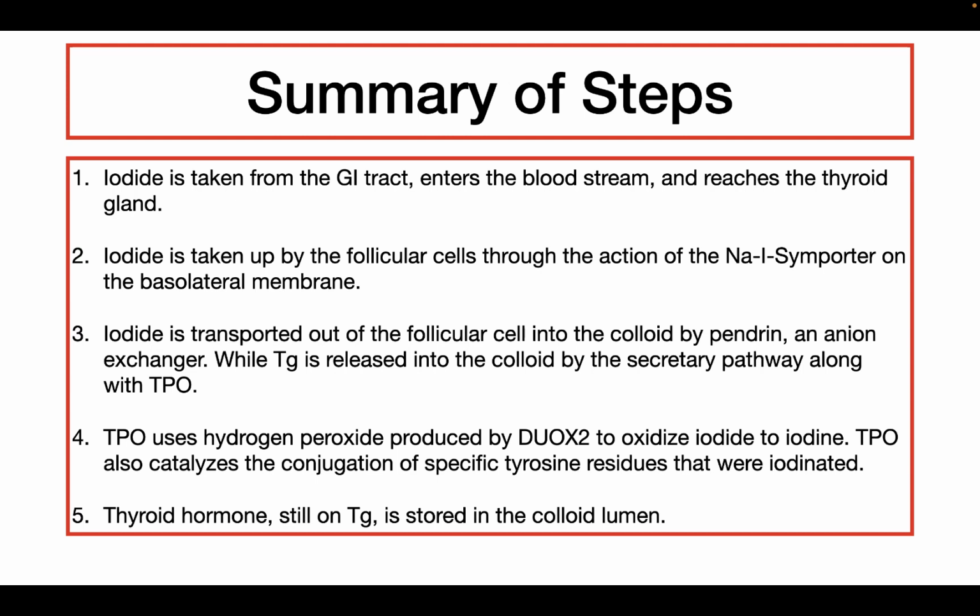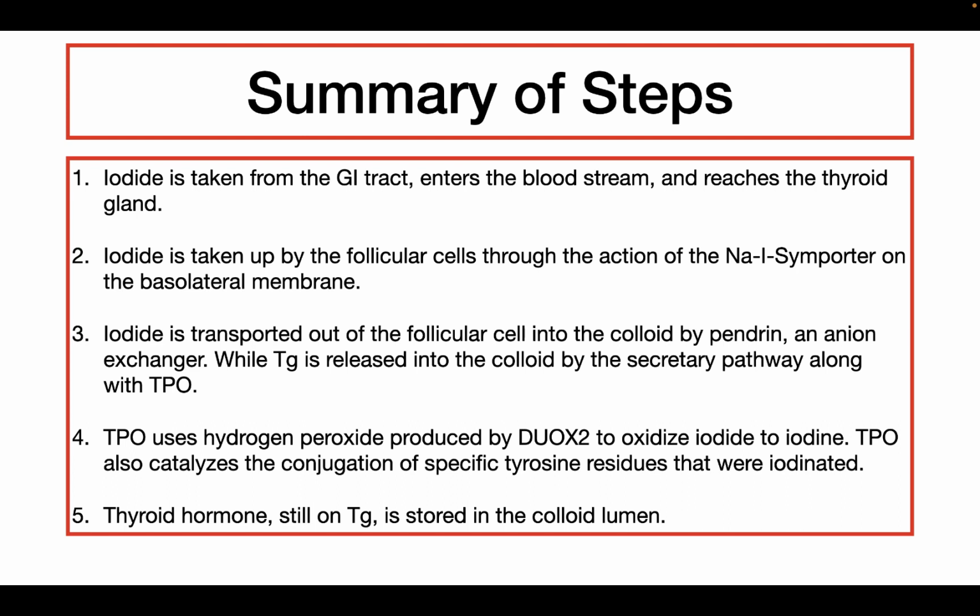So as a review, iodide is taken from the GI tract, enters the bloodstream, and reaches the thyroid gland. Iodide is taken up by the follicular cells through the action of the sodium iodide symporter on the basolateral membrane. Iodide is transported out of the follicular cell into the colloid by pendrin, an anion exchanger, while thyroglobulin is released into the colloid by the secretory pathway along with TPO.